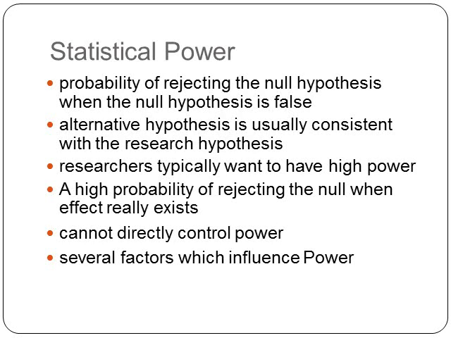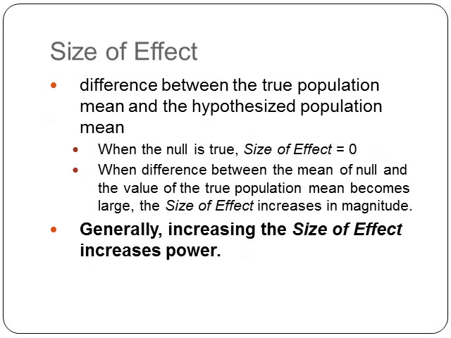A high probability of rejecting the null when it is false is nice, but we can't directly control power. We can just do things that can influence power. Some of those things are effect size. We want to maximize the effect size if possible. This is the difference between the true population and the hypothesized mean. In a raw score sense, you might think about effect size as the difference between the mean of the population and the mean of the sample you care about. Or when we go to look at two sample tests, or even an analysis of variance with multiple samples, how different are the means of the samples? Generally, if you increase the size of the effect, you will increase power.